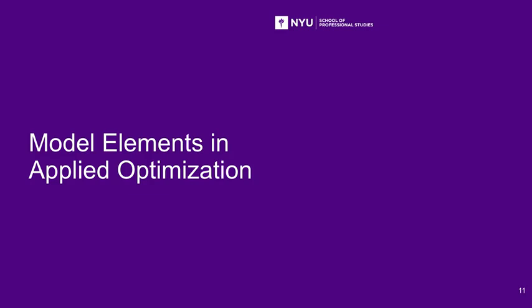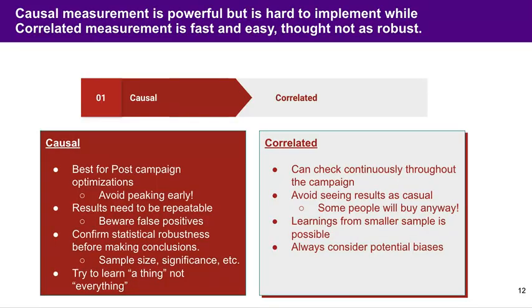Hi folks, welcome back. Let's talk about how we're going to use these big modeling core elements to our advantage and then how to optimize with them properly. So starting with causal versus correlated. Causal measurement solutions are designed to show the incremental impact of advertising.